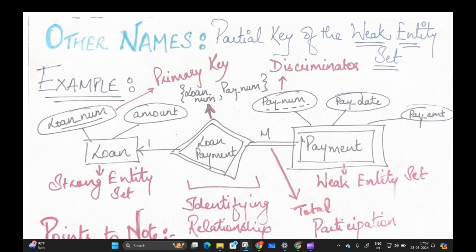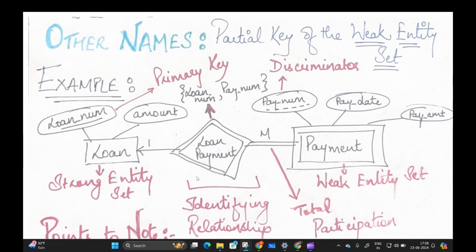Then come to participation. You see here it is double lined. Here it is single lined with an arrow. Whenever it is single lined with an arrow, it says partial participation. Whenever it is double lined, it says total participation. Now total participation, why? Because this weak entity set, always remember, whenever there is a weak entity set, you will always have a total participation line there. Why? Because this entity set cannot exist independently. It needs to totally participate in this relationship to gain its identity.